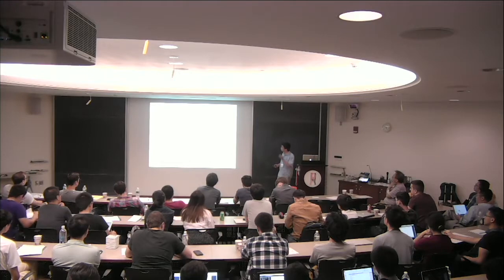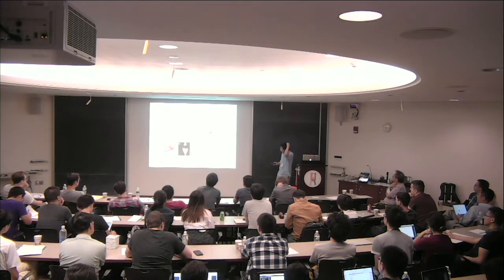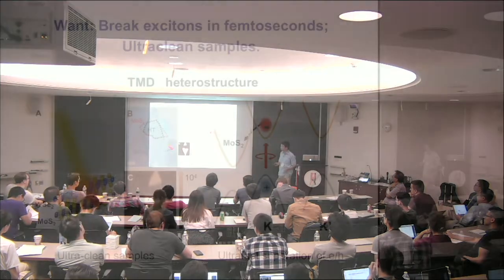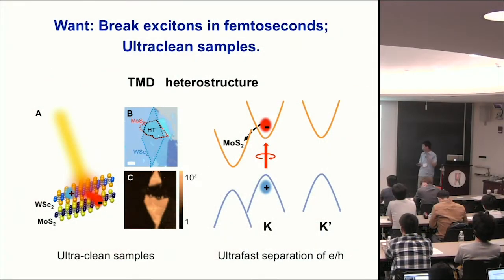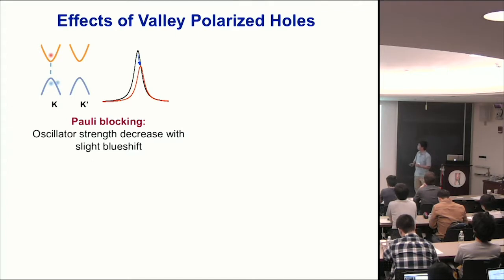Okay, so before I show you the experimental result, first we would like to know, even if we can create this, if I have only a hole sitting at the K valley, how would I know? So how can we detect it? Again, we'll make use of a circularly polarized probe, and I want to show you first how it works.